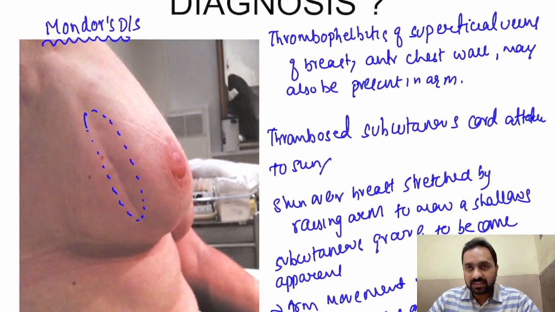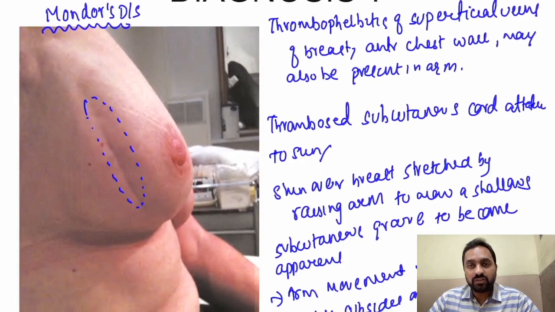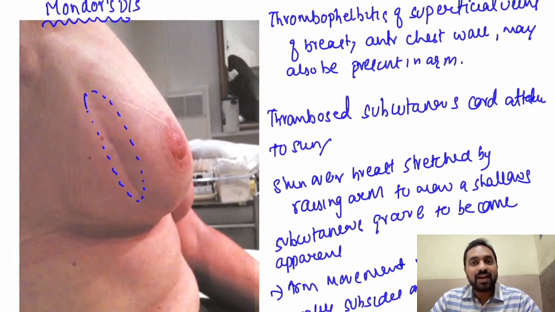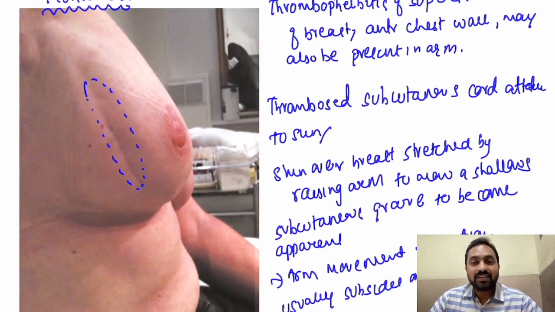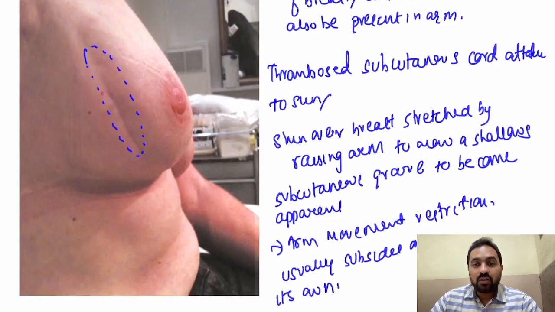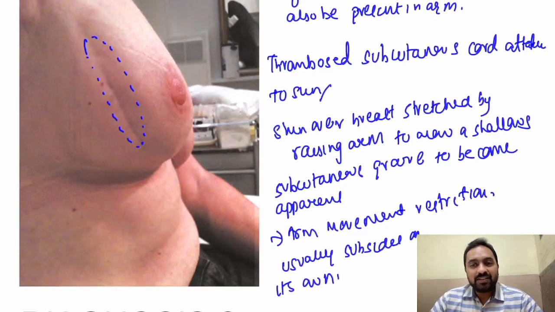So what is this? This is Mondor's disease, which is thrombophlebitis of superficial veins of breast, anterior chest wall, and may also be present in arm. It is a thrombosed subcutaneous cord attached to the skin. The skin over the breast is stretched by raising the arm to allow a shallow subcutaneous groove to become apparent. Now, arm movement restriction, and it usually subsides on its own and does not require in general any major treatment.